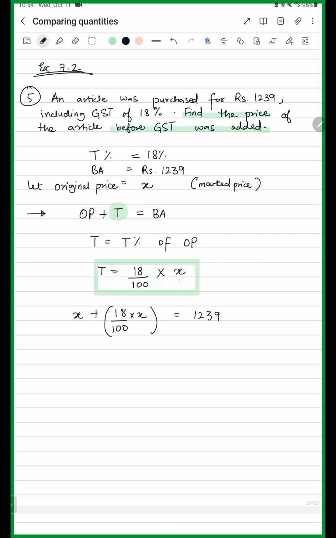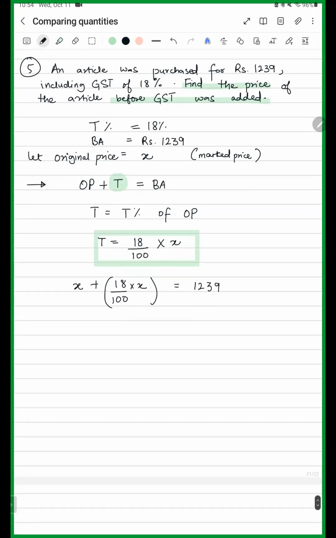X is the original price. From this equation, if you take the T to the right hand side, the equation becomes OP is equal to BA minus T. So in place of X or OP, you can write BA minus T. But let's just do it the usual way, because in every question we are doing it this way.